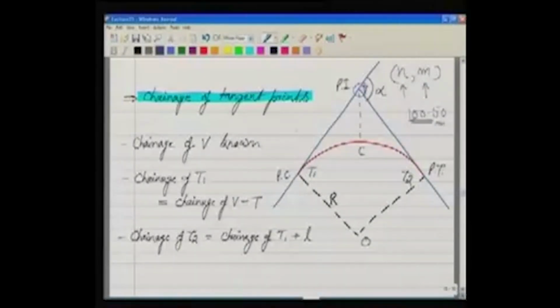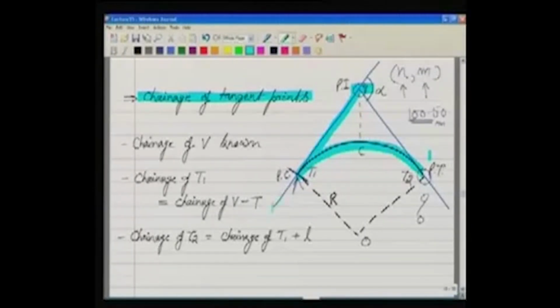If the chainage of V is known, we know the distance which we call the tangent distance. So, since the chainage of V is known, we can compute very well the chainage of T1 also. Then, what should be the chainage of the point of tangent? Because we know the length of the curve, we know about it.